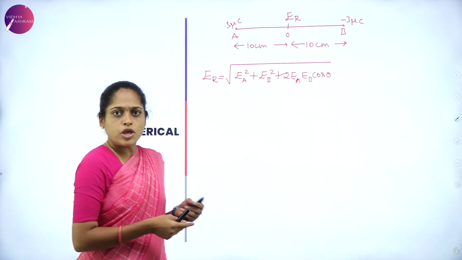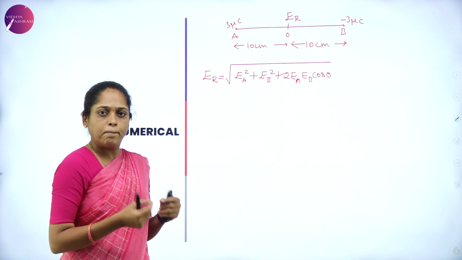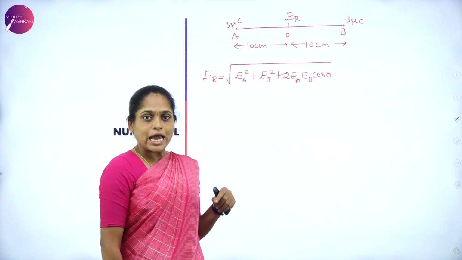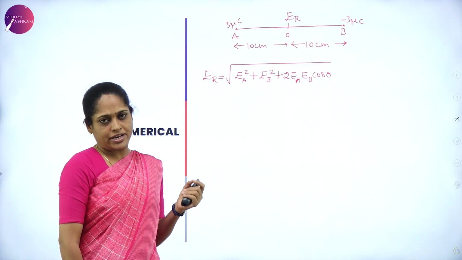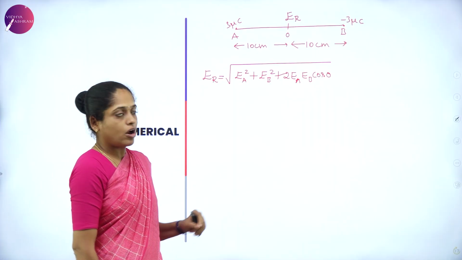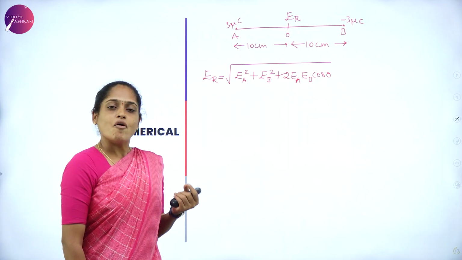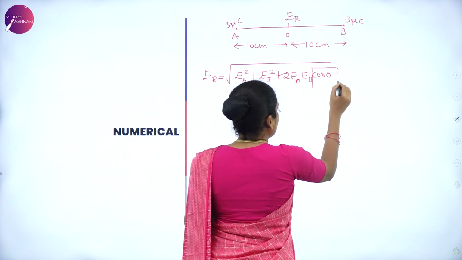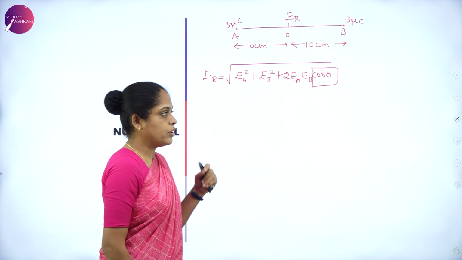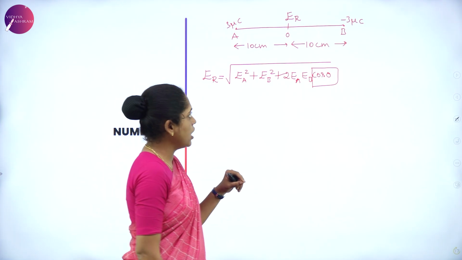Yes, this formula you have learnt in the first year, third chapter, that is motion in a plane. In motion in a plane chapter, we have derived the expression for the resultant vector. So using that, we are going to find the resultant electric field, as electric field is a vector quantity. Okay, now first step is to find the theta between the EA and EB. How to find that theta?